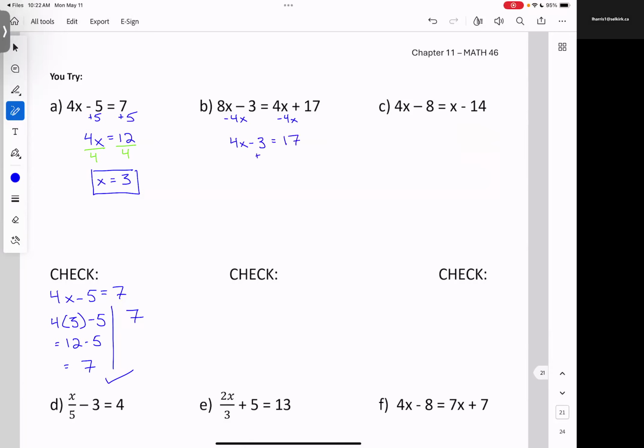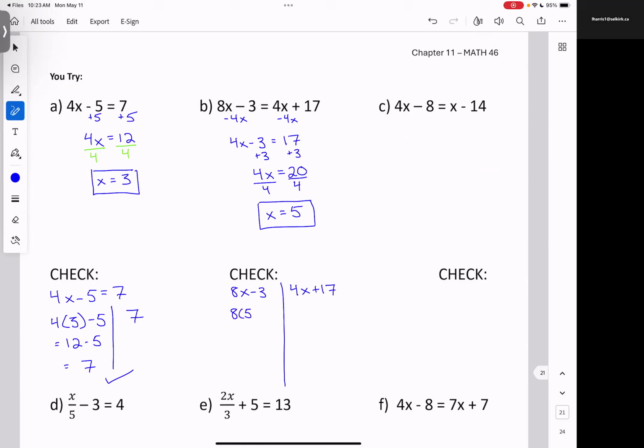And then I'm going to add 3 to both sides to move that 3 over so that only the x's are on the left. And so now I've got 4x equals 20. And we can divide both sides by 4. And that leaves us with x equals 5. So now we can check our work and see if the left side equals the right side.